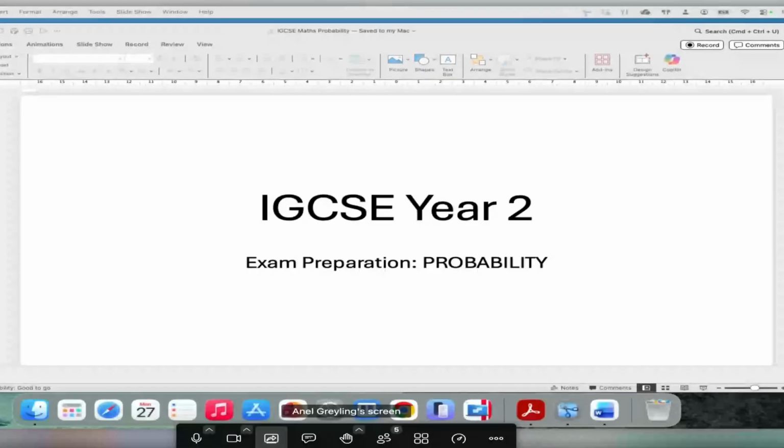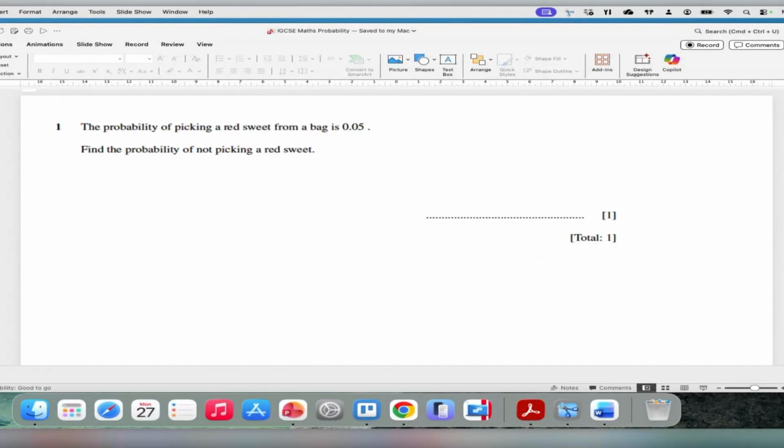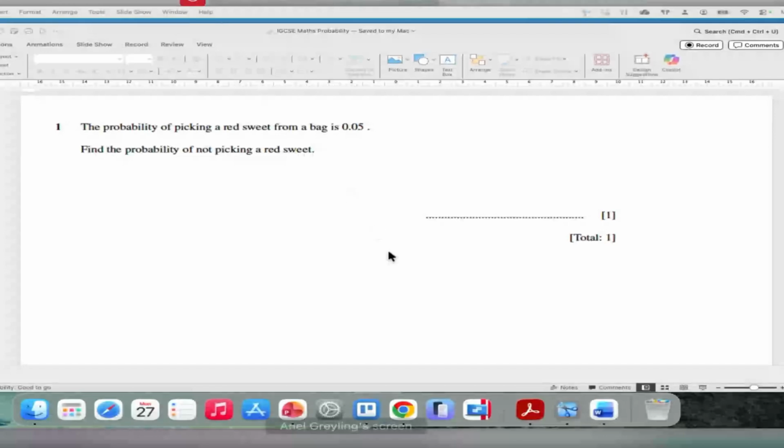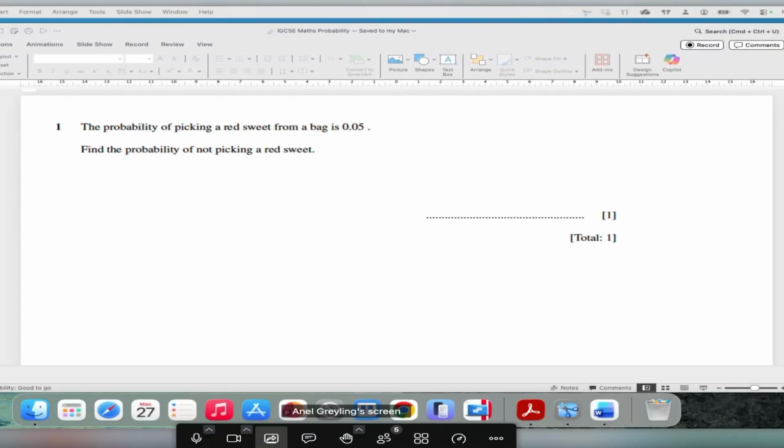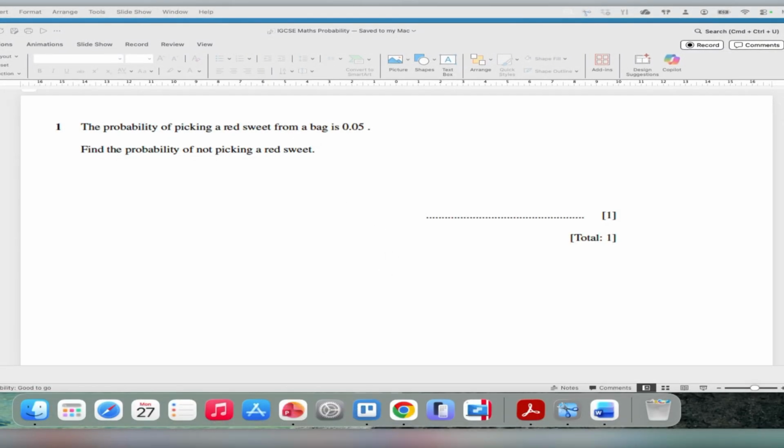Okay, so let's have a look at the first question. The probability of picking a red sweet from a bag is 0.05. Find the probability of not picking a red sweet. Now remember, probability tells us how likely something is to happen. And all probabilities are between 0 and 1.